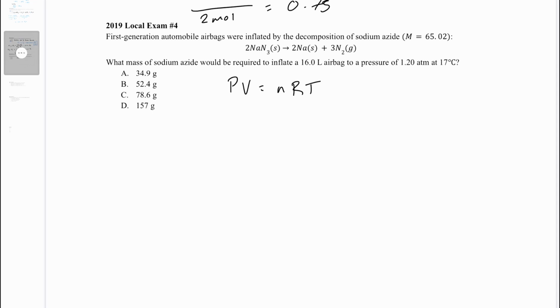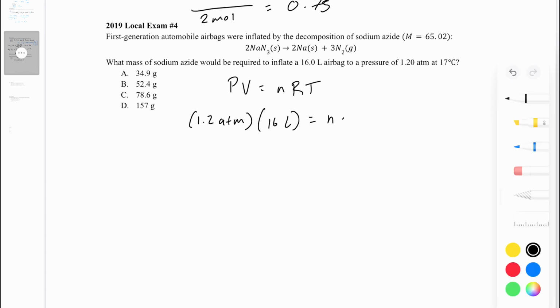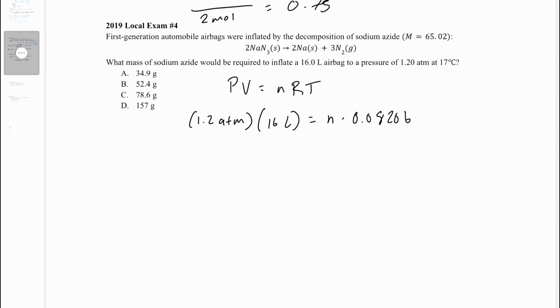So which one of these are we given? We're given pressure. Pressure is 1.2 atmospheres. We're given volume, 16 liters. We're not given the number of moles, so n stays a variable. We know R because R is just a constant, 0.08206. And there are units, but I don't want to write them right now. There are like 4 units or something.